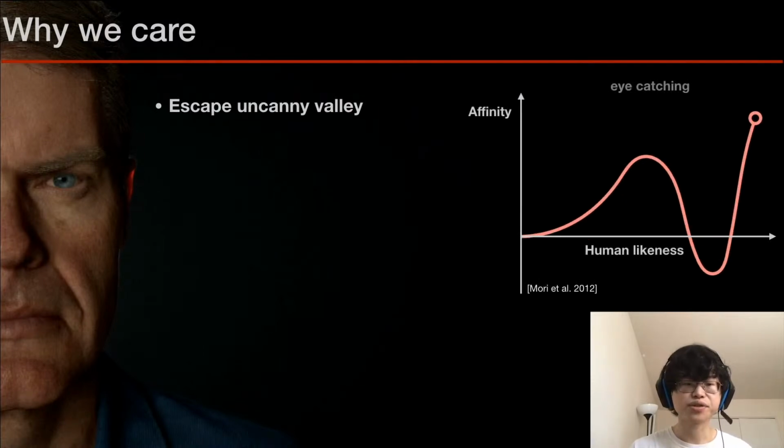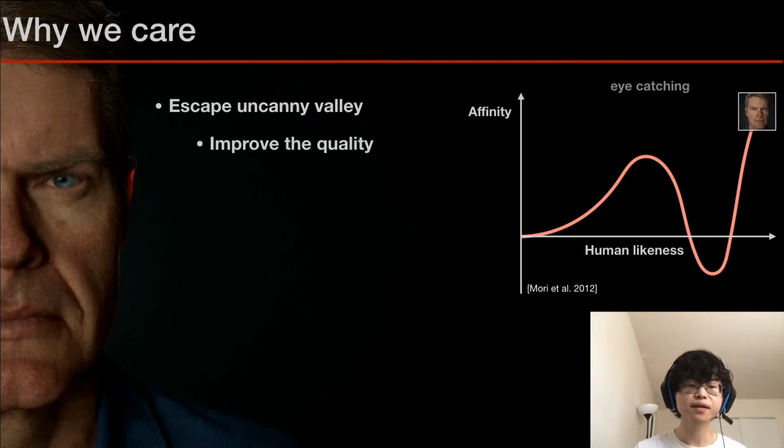This diagram shows the relationship between human likeness and affinity. As an artificial character becomes very close to human, it becomes scary. We need to improve the quality to escape the uncanny valley, but at the cost of performance drop.